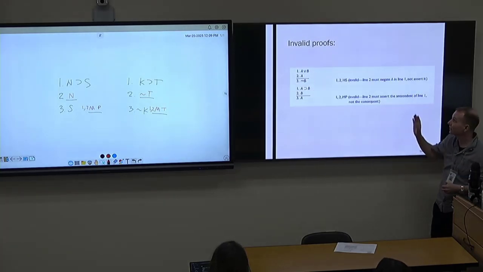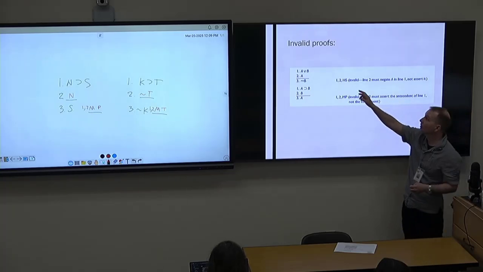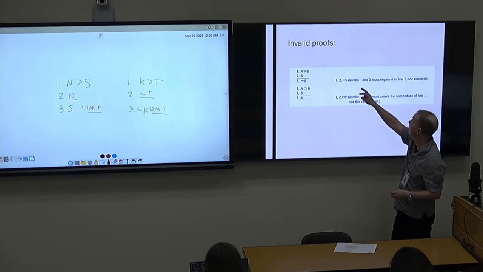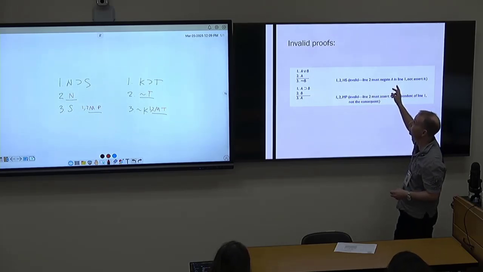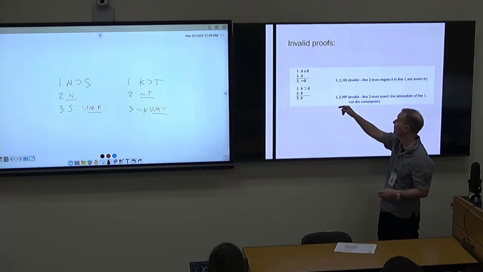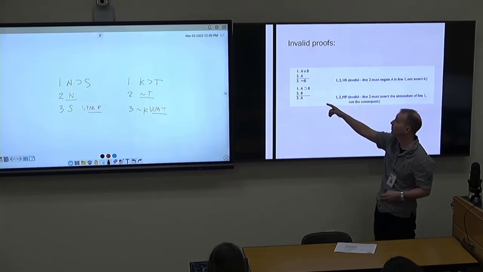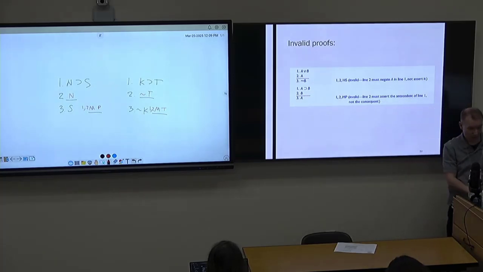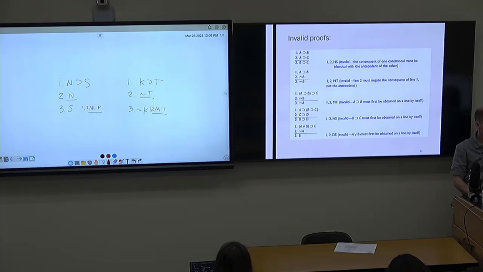There are several other examples of invalid proofs. Here they're trying to use pure hypothetical syllogism on 1 and 2. Line 2 must negate A, not assert it. In this case, again, this is invalid use of MP, because this is your consequent, not your antecedent. There are several other ones. Actually, I'm not going to go through them because we don't have that much time left, but you can take a look in the book. This just basically explains to you what not to do. Just common mistakes, right?